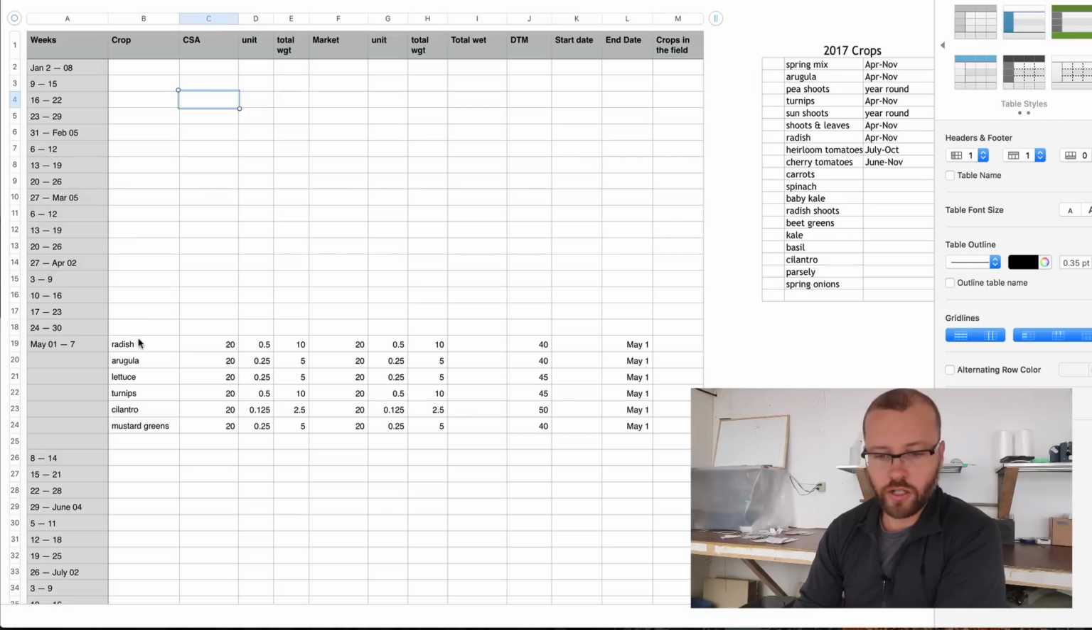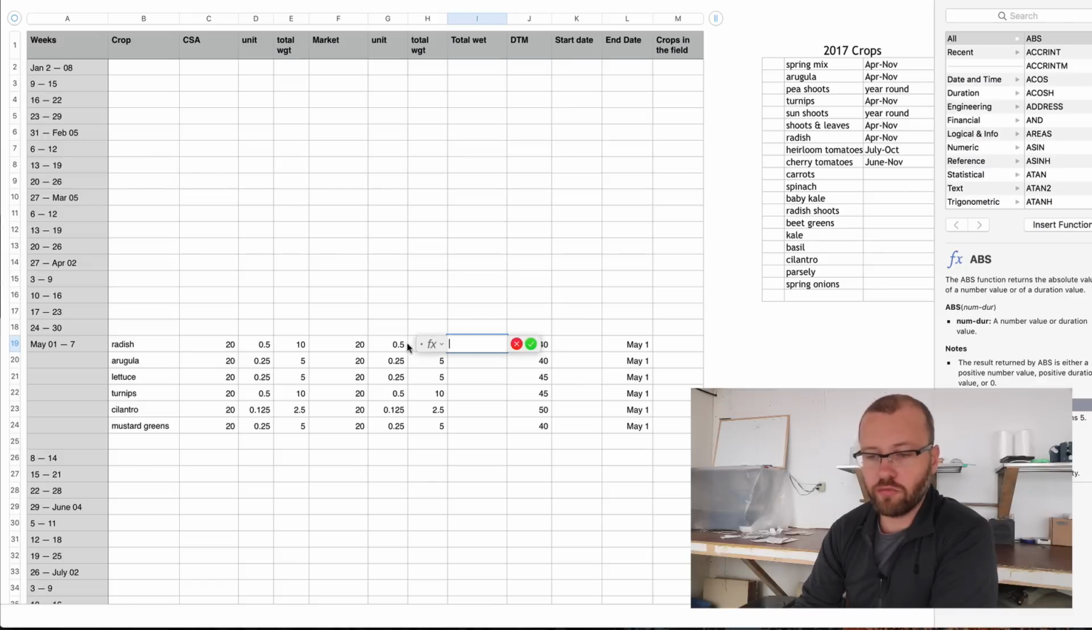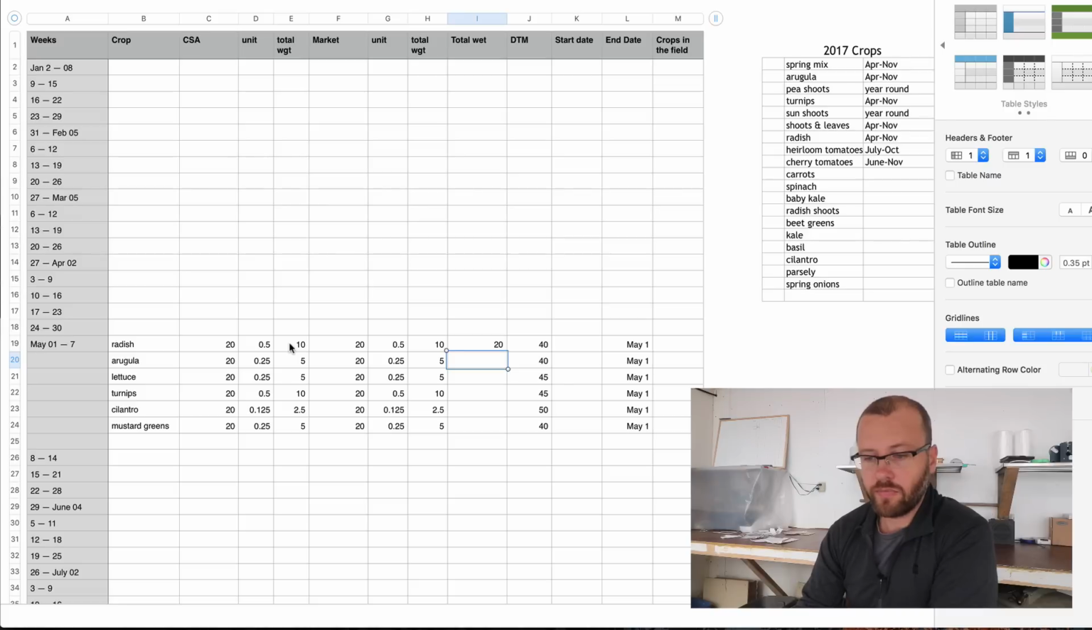So we're going to talk about an example down here. I've just listed a few crops that would be available at this time. Radishes: how many bunches I want to have, how much they weigh, and how many total pounds that weighs. Next one here is farmers market: how many of those units I'm going to take to the market, how much they weigh, and what the total weight of that harvest is. Then this total weight here is going to be a combination of both. It's going to be this plus this.